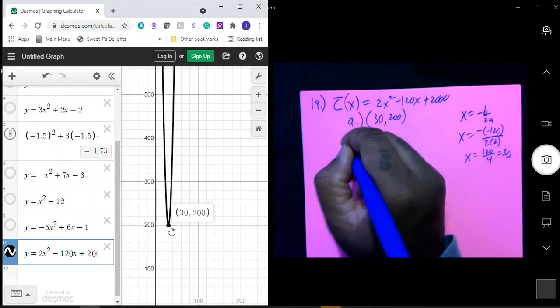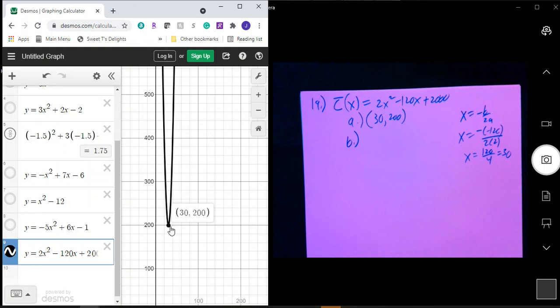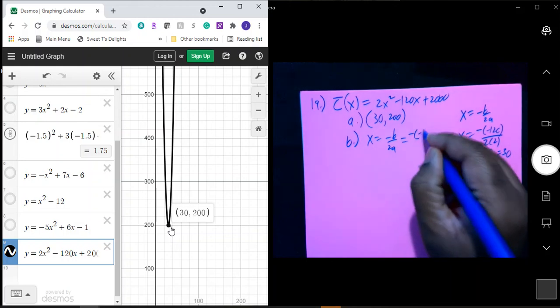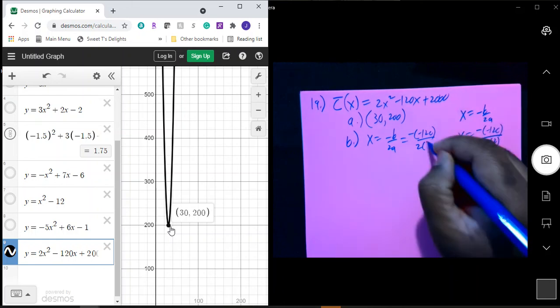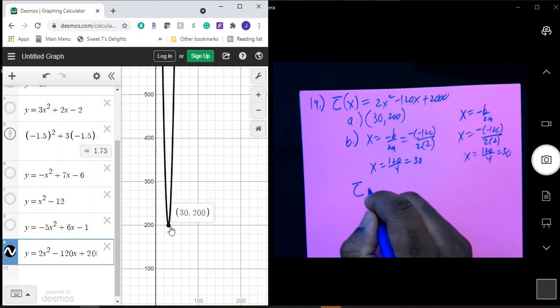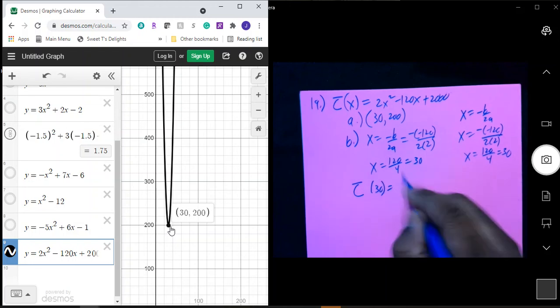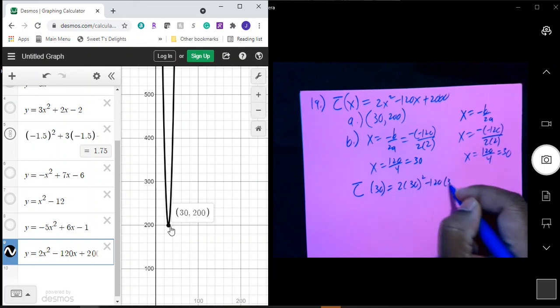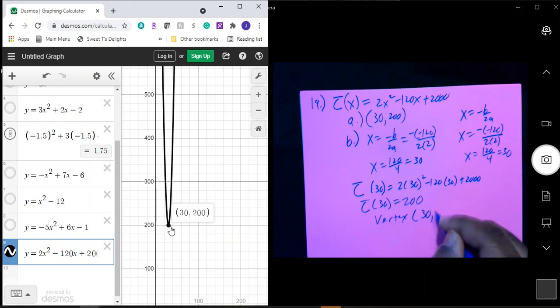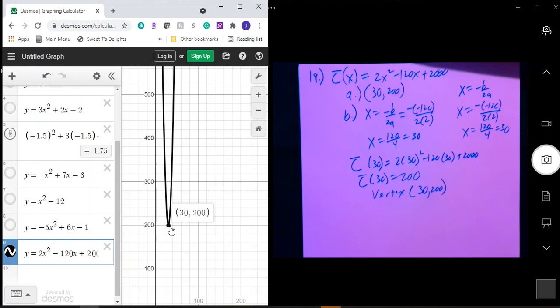Okay, now that's A. Now we go to B. It says determine the vertex algebraically. Okay, so basically we did the first part of it. So we had X is equal to negative B over 2A. Then we'll substitute that in. B is a negative 120. And then we had 2 times 2. So X is equal to 120 over 4, which is 30. So now we would take that equation, C bar of 30 is equal to 2 times 30 squared minus 120 times 30 plus 2,000. Now when you put this in your calculator, C bar of 30 will give you 200. So then we know that the vertex, or the turning point, however they want to list it, is (30, 200), which is what we have for A.